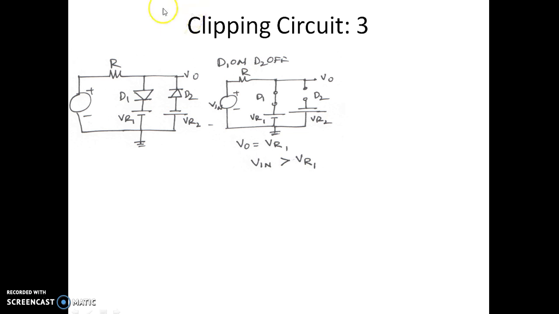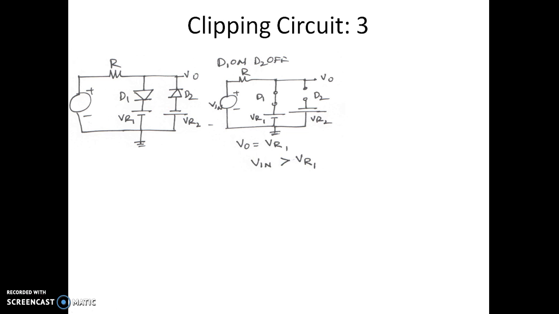Now we'll have a look at this. D2 is already reverse biased because at its P terminal we have a negative voltage. During the positive half cycle, its N terminal will be having a plus voltage, which will further reverse bias it. So that's why this is off.